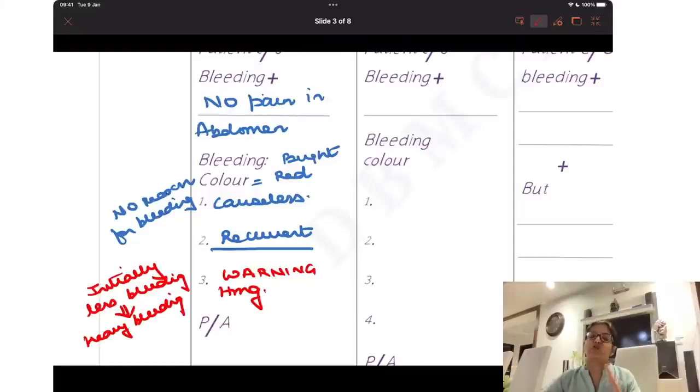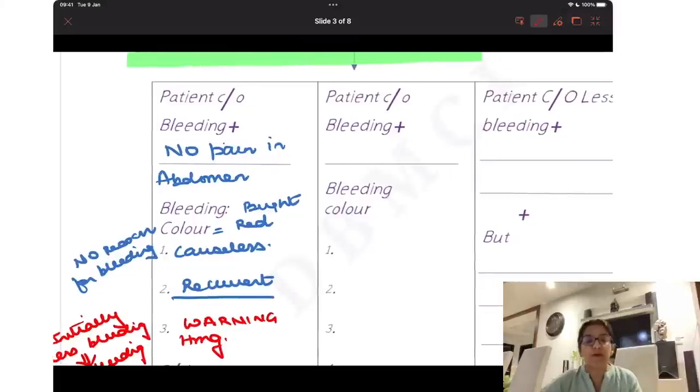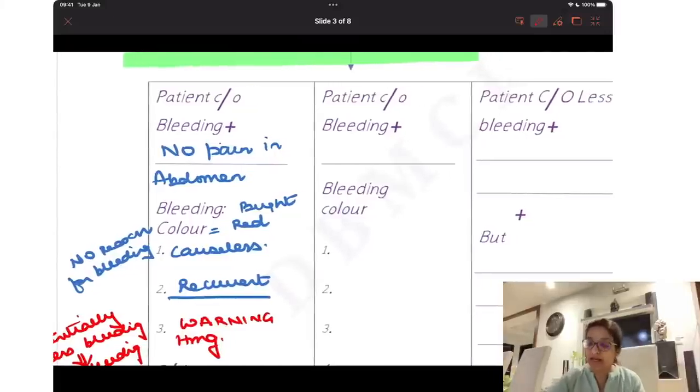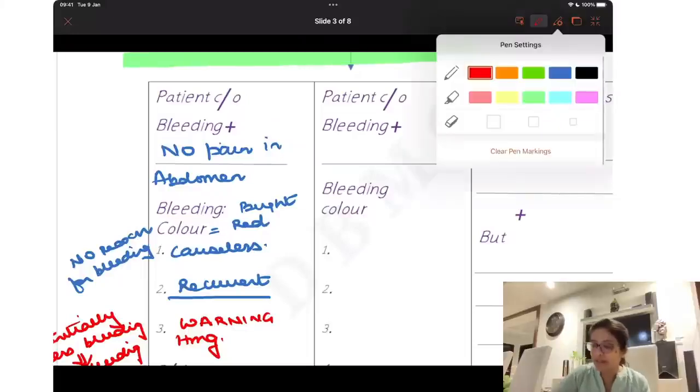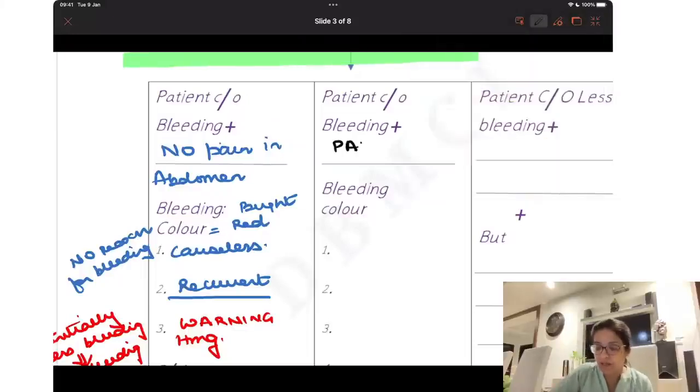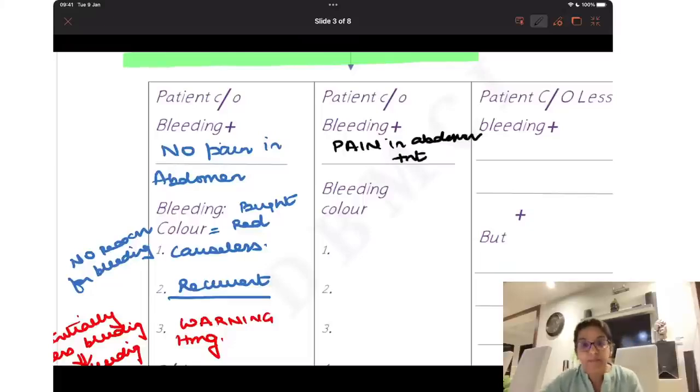This means that you are dealing with a case of placenta previa, right? On the other hand, if your patient is complaining of bleeding, and along with bleeding there is pain in abdomen, right? Bleeding ka color is dark red, right? And आपका question कह रहा है that there is a reason for bleeding.